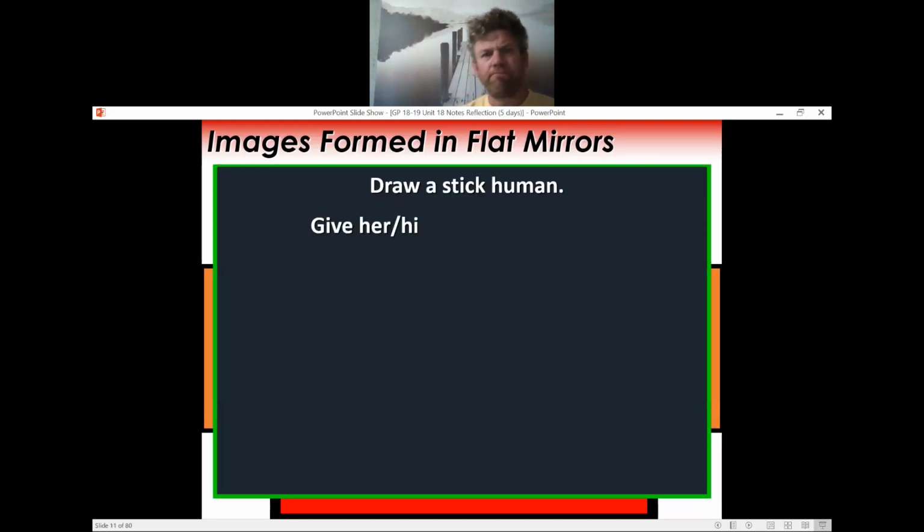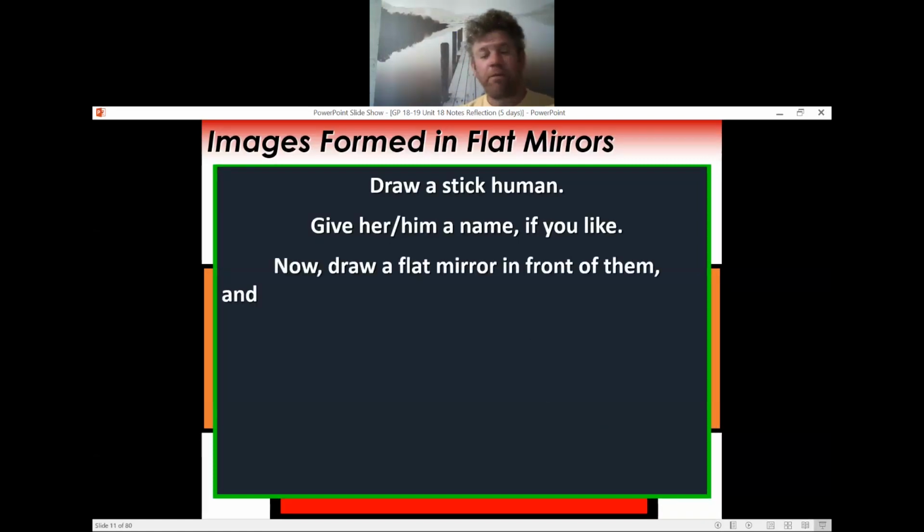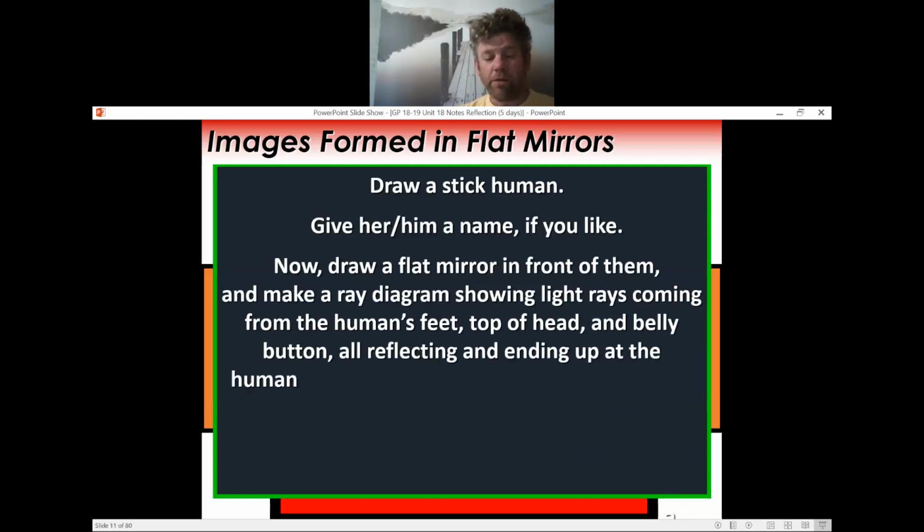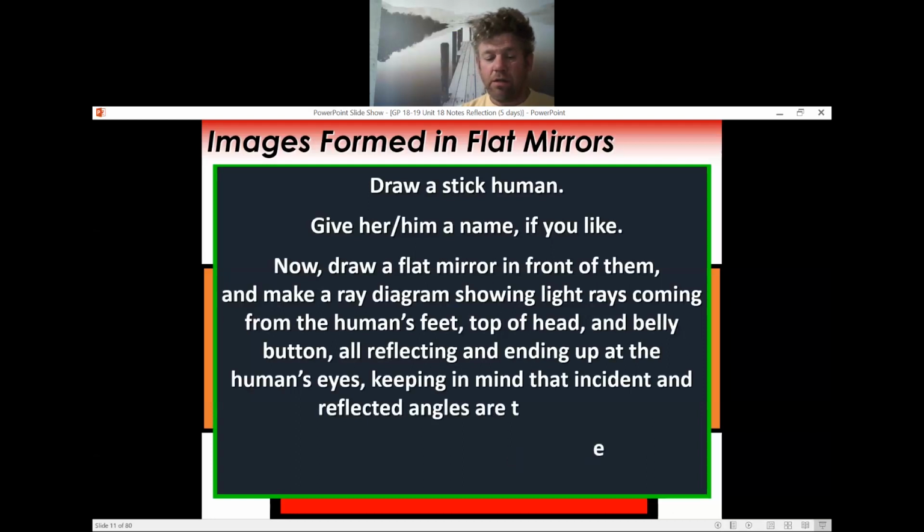Okay, try this out. Draw me a stick human. Doesn't have to be perfect, right? You've seen mine. Give him a name, or her name if you like. Draw a flat mirror in front of them, and make a ray diagram showing light rays coming from the human's feet, the top of the head, and the belly button, all reflecting, all ending up at the human's eyes. Keeping in mind that the incident and reflected angles are the same, right?